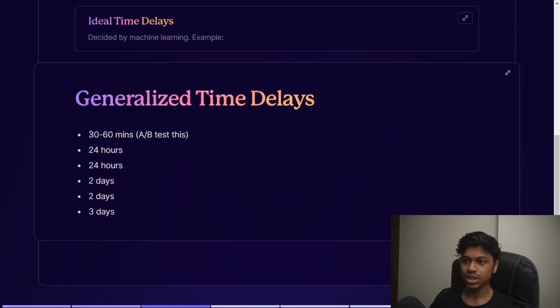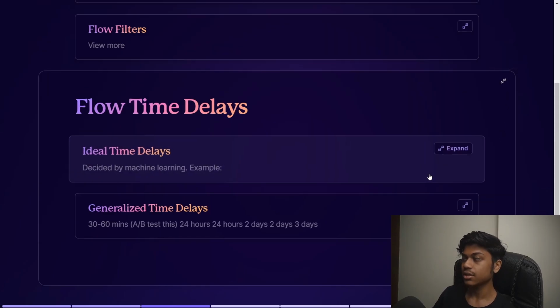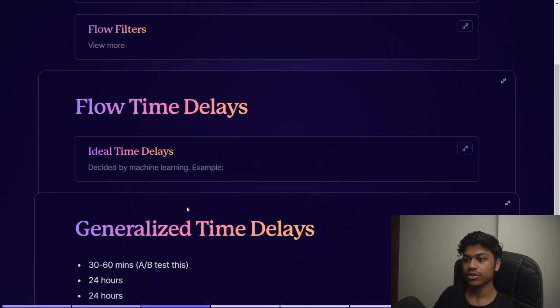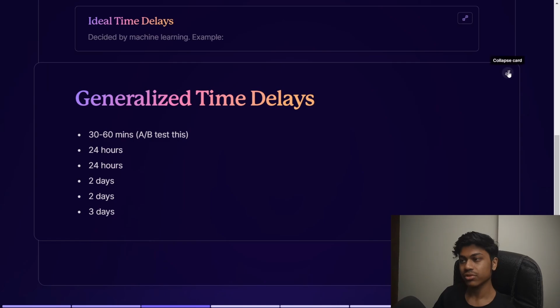So yeah, 30 minutes tested versus 45 or 60 minutes tested versus 2 hours or 4 hours. 4 hours is way too long, but it might be useful for some niches. Personally, 30 to 60 minutes is generally good for most stores. Then 24 hours, or 2 days, and 3 days. This is just a general time delay that I've found over multiple brands. This is on average what it looks like.